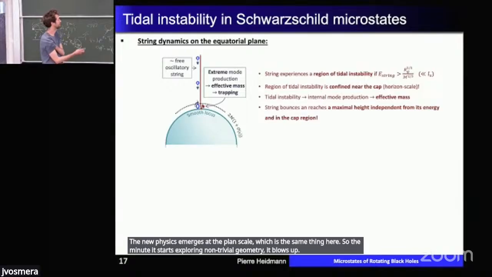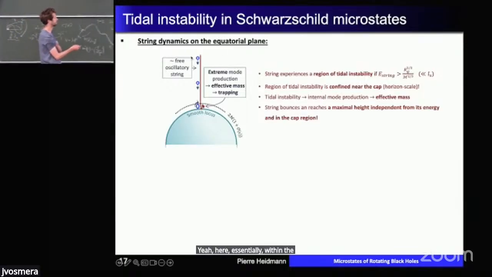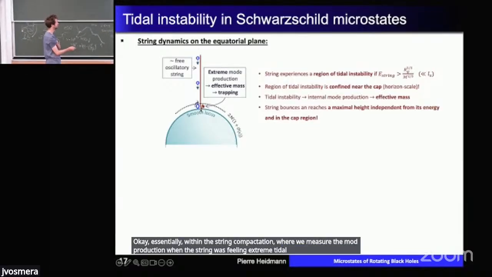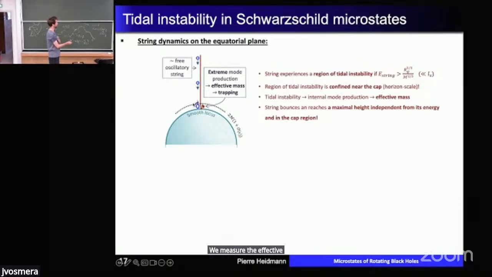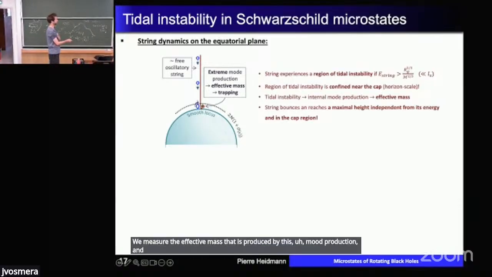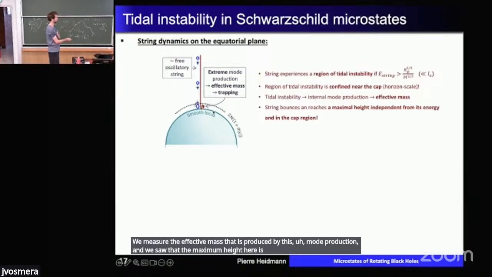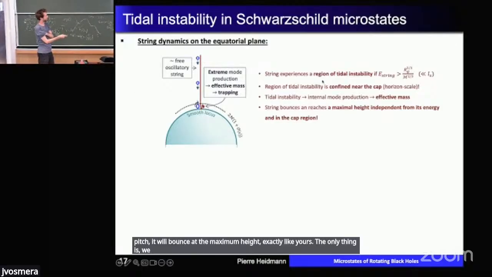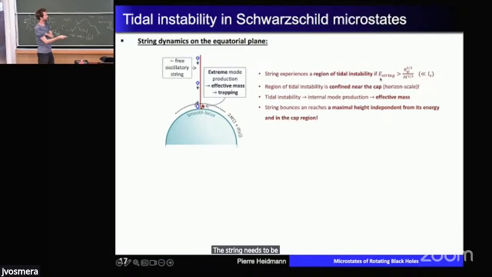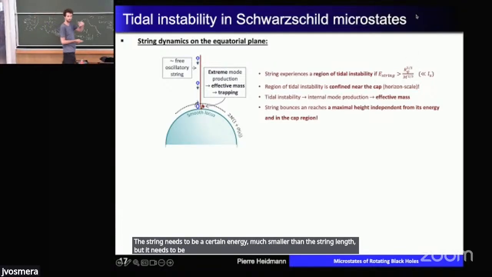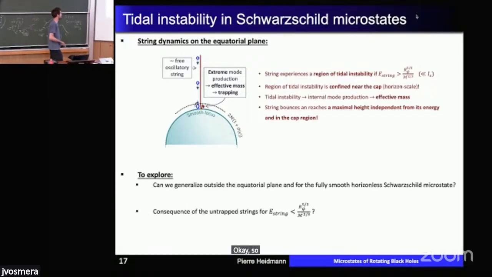Right. So here essentially we did the string propagation, where we measure the mode production when the string was feeling extreme tidal force. We measure the effective mass that is produced by this mode production, and we saw that the maximum height here is completely independent of the energy of the string, which is non-trivial. So if you send a nuclear bomb or a tiny pinch, it will bounce at the maximum height, exactly like yours. The string needs to be above a certain energy, much smaller than the string length, to feel tidal force. Okay, so then just to explore questions.